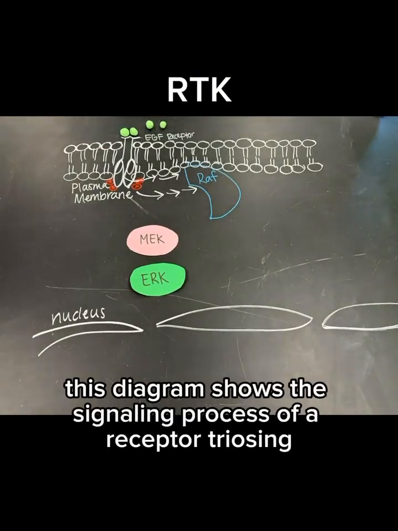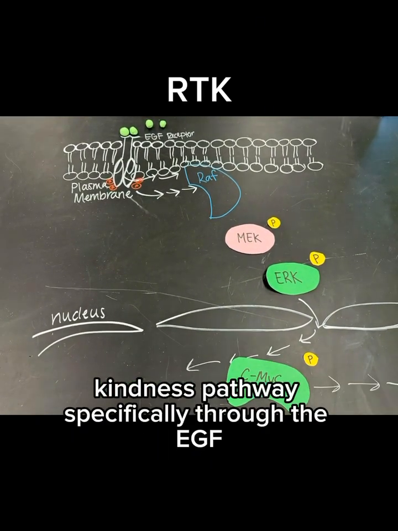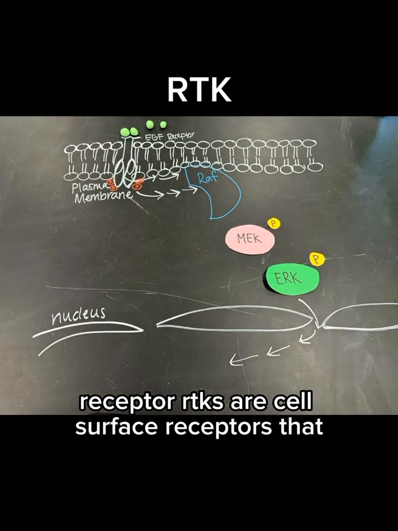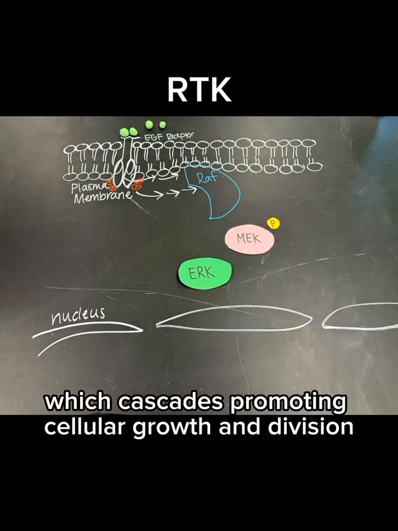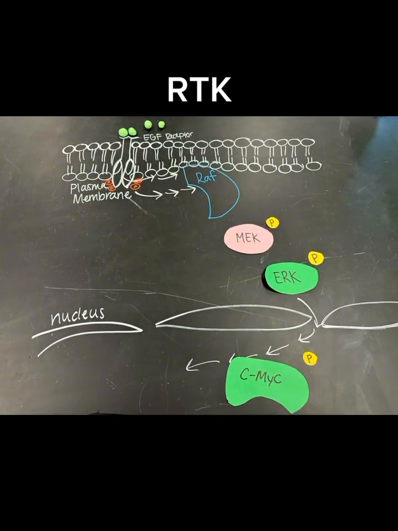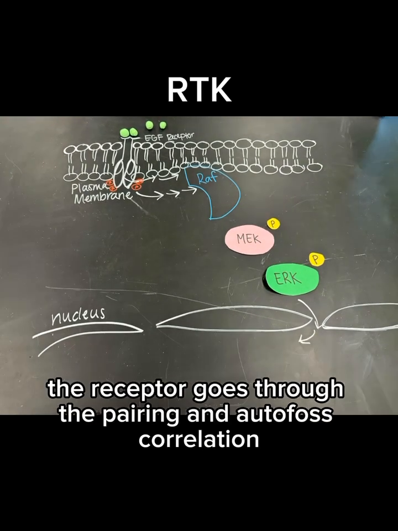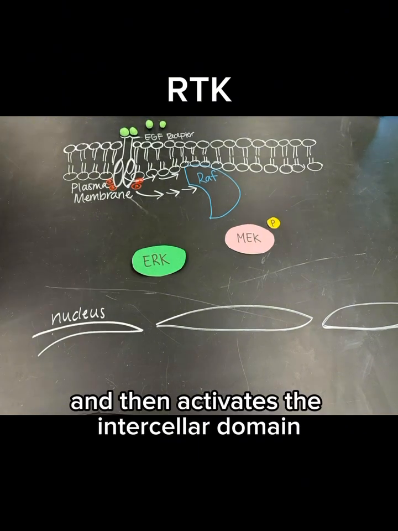This diagram shows the signaling process of a receptor tyrosine kinase pathway, specifically through the EGF receptor. RTKs are cell surface receptors that, when activated, trigger signaling in the cell which cascades, promoting cellular growth and division. When EGF binds to its receptor, the receptor goes through pairing and autophosphorylation and then activates the intracellular domain.